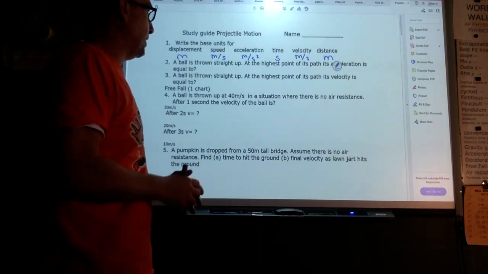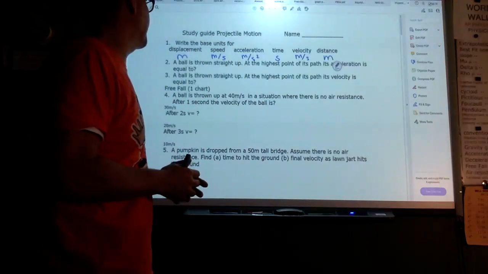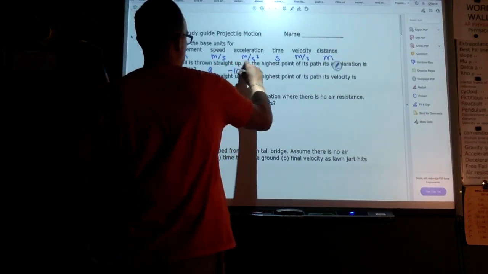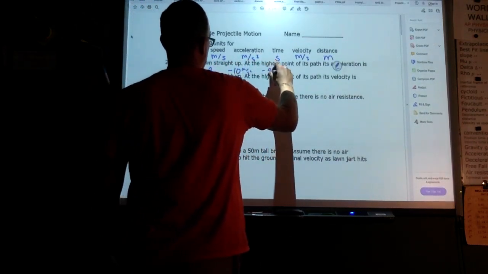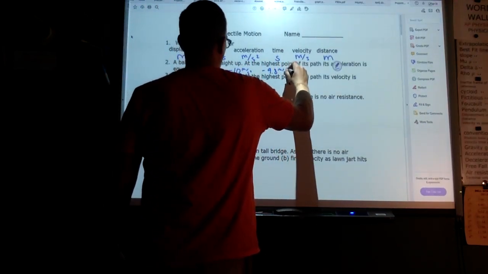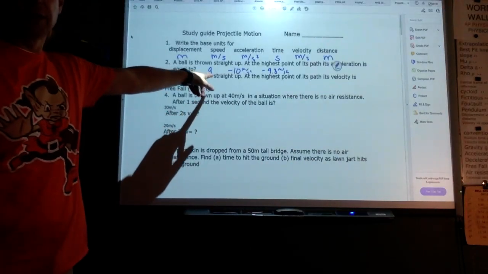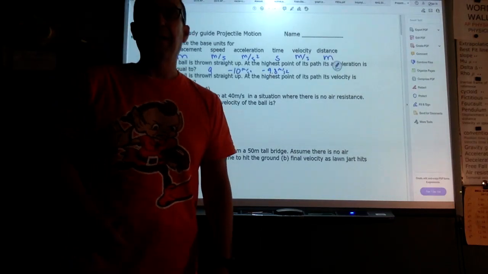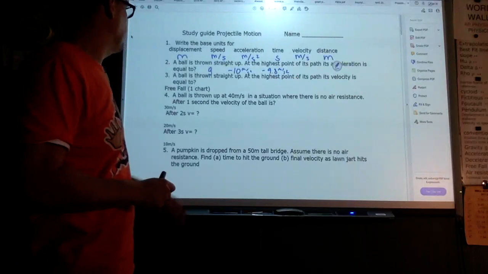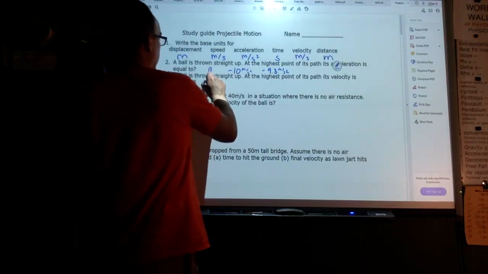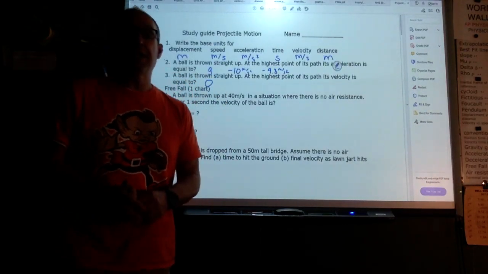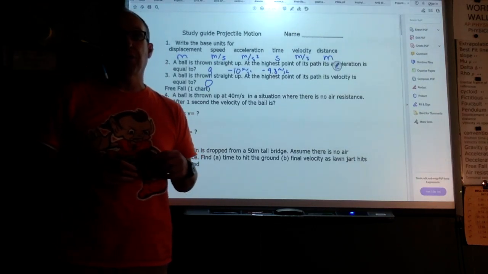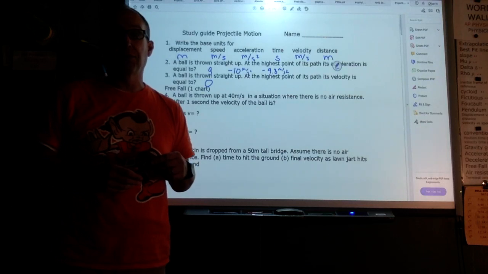A ball is thrown straight up. At the highest point of its path, its acceleration is equal to negative 10 or negative 9.8, which we call little g. At its highest point, its velocity is equal to 0. So there's a moment when it changes from going up to down, where it switches direction, where it passes through having a velocity that is equal to 0.